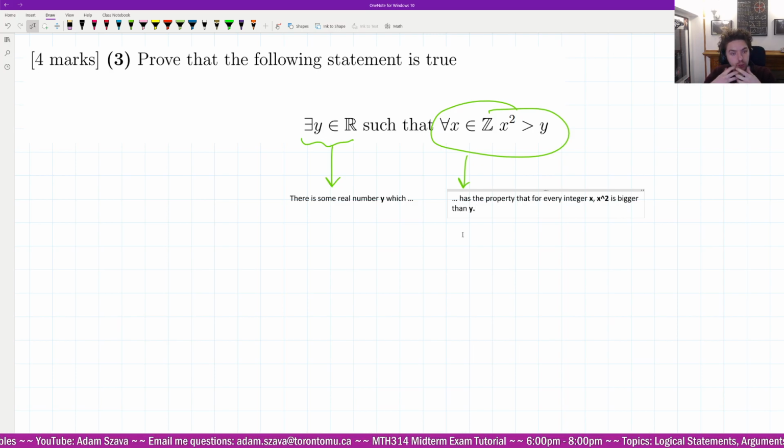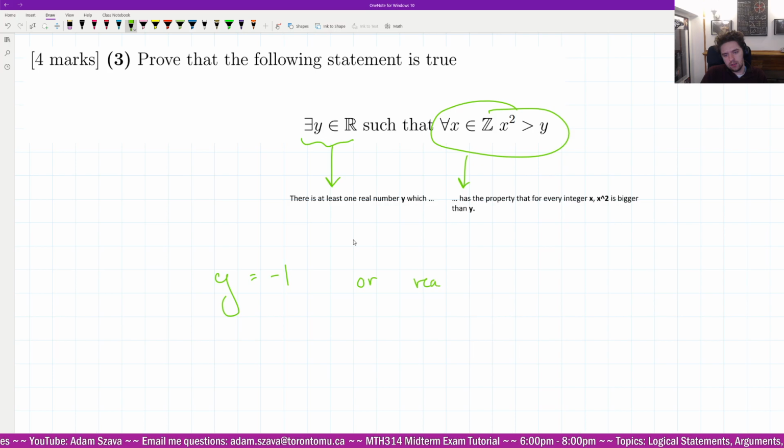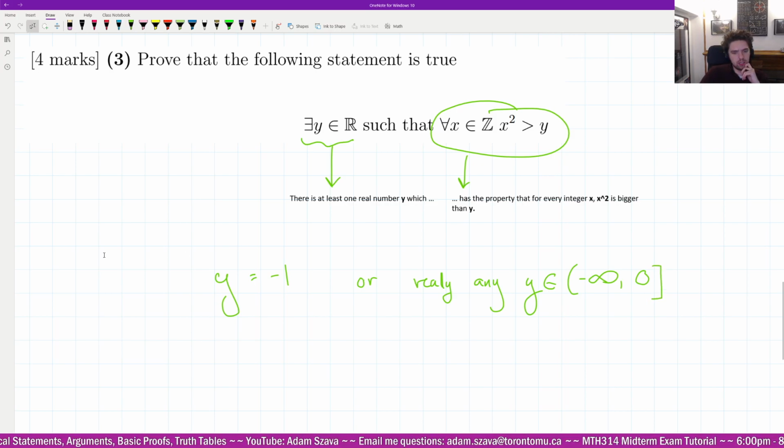And so you can prove this by just producing an example of that number y. There doesn't have to be a unique number y. It's just saying there exists at least one. So I guess there is at least one real number y. 0, sure, right? In my example, I put -1. Exactly. When you square an integer, you'll always get a non-negative number. So y equals -1, or really any y in the set of negative infinity to 0 would be a valid answer to this question. So I just chose y equals -1.